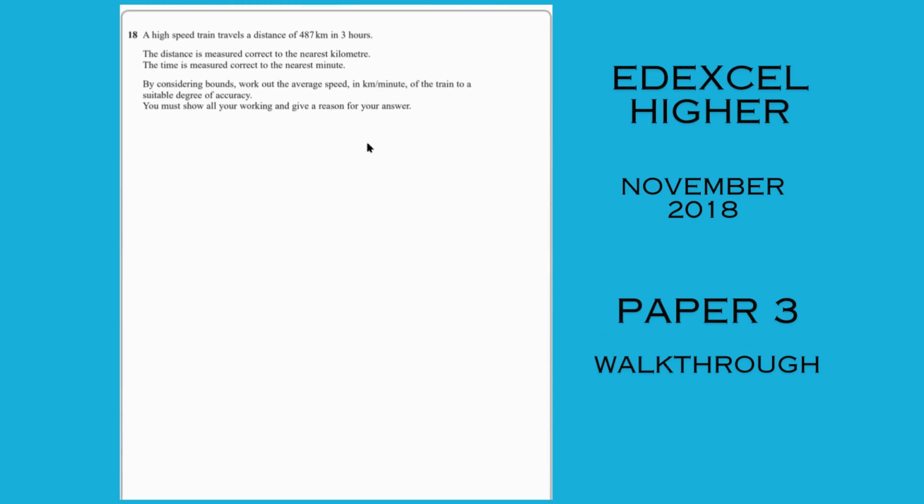Number 18. A lot of people don't like bounds. I say get your teeth into it, just get on with it. High-speed train, 487 kilometres. It's to the nearest kilometre. We need to go up and down by half a kilometre. We've got 3 hours. To the nearest minute, let's work in minutes. 180, nearest minute, so up by half a minute, down by half a minute.